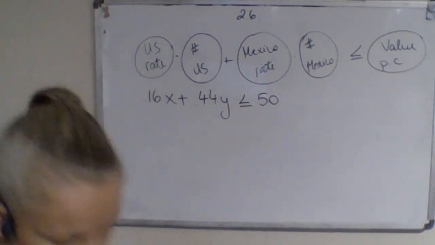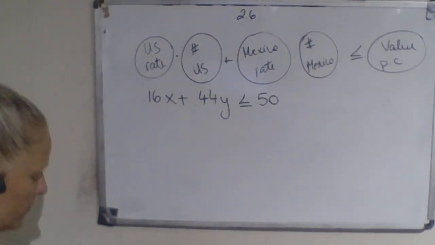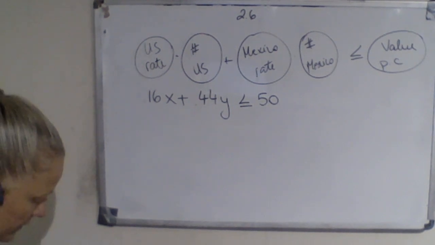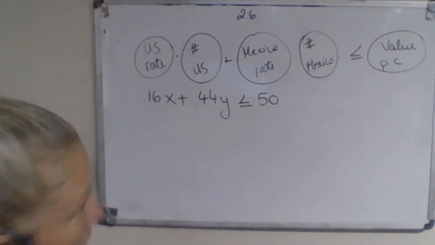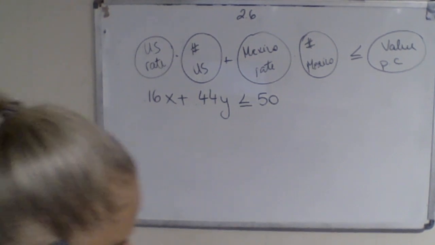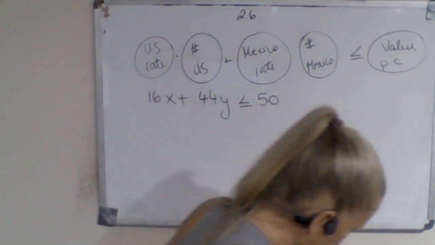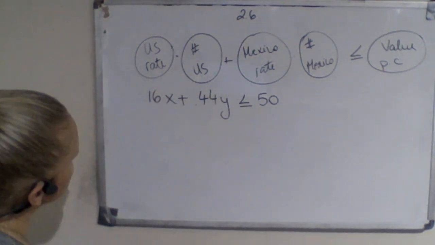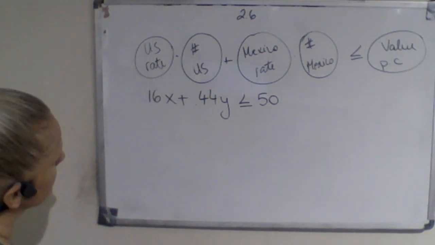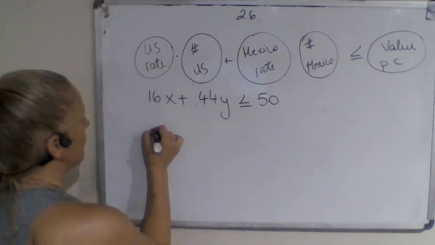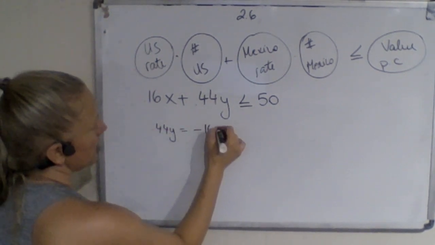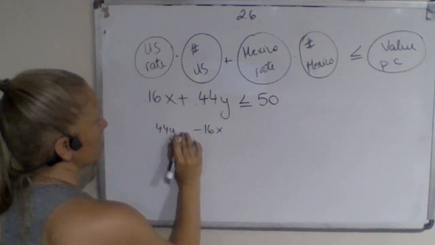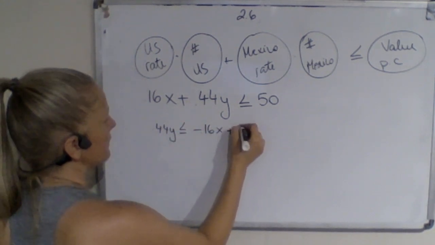The one way to do this would be to just use the standard form and go and do the divisions and graph it that way. But that would give you crazy numbers. So the best way we can do this is to go ahead and go 0.44y equals negative 0.16x. No, not equals, less than or equal to, plus 50.